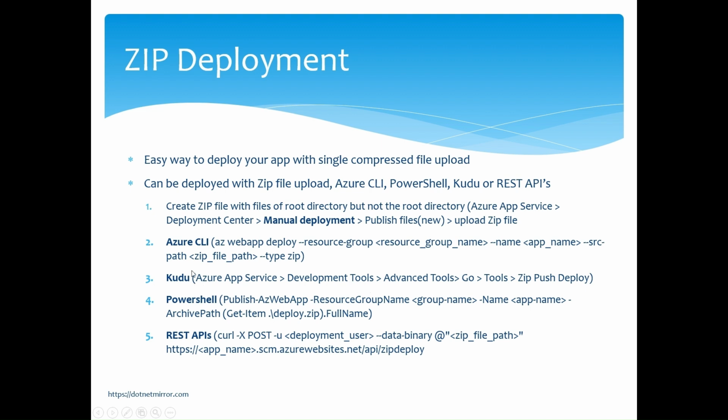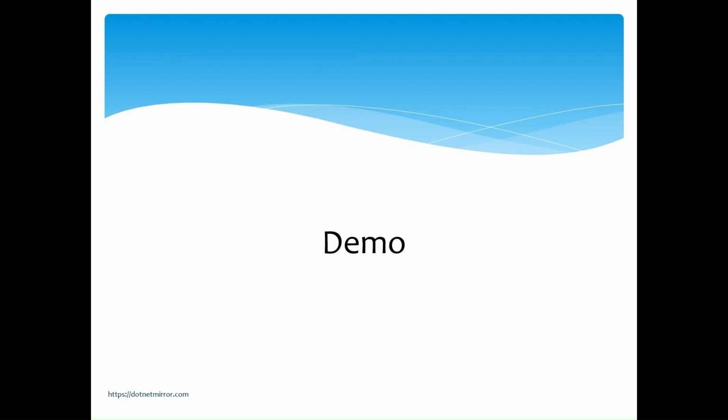You can also use PowerShell, where you give the resource group name and the path of your zip file. Then it will deploy to Azure App Service. You can even use the REST API to deploy to Azure App Service. Let's get into the demo.